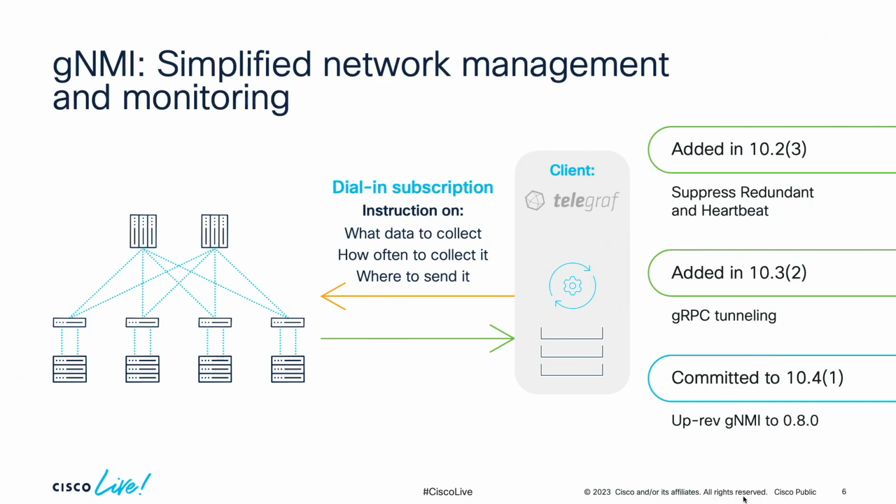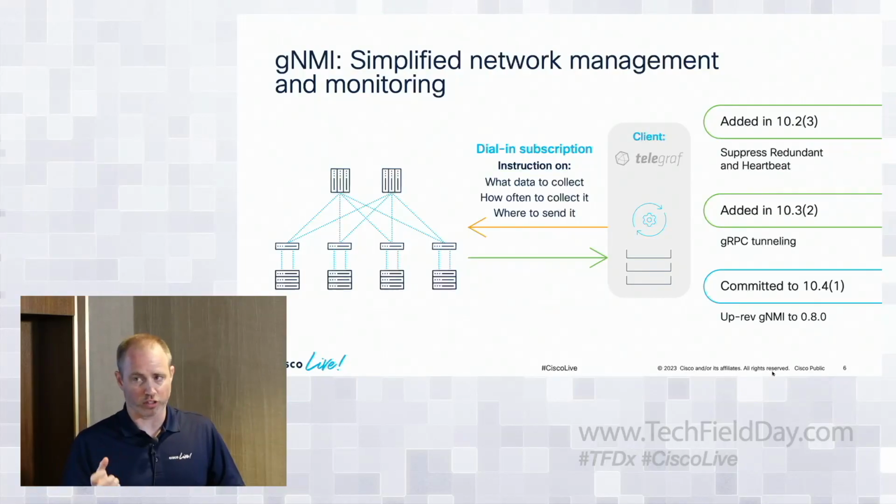Now, the heartbeat capability there is a sanity check. So you can say, I want my interface statistics every 10 seconds. But if it hasn't changed, don't send me the information. But you could say every 5 minutes, send me that heartbeat as a sanity check, just to make sure that the connection is still good and I'm still getting fresh information. gRPC tunneling, I'm going to touch on in a subsequent slide. And then we've also committed to our upcoming 10.4.1 release in Q3 of this year. We're just revving to the latest and greatest version of GNMI.